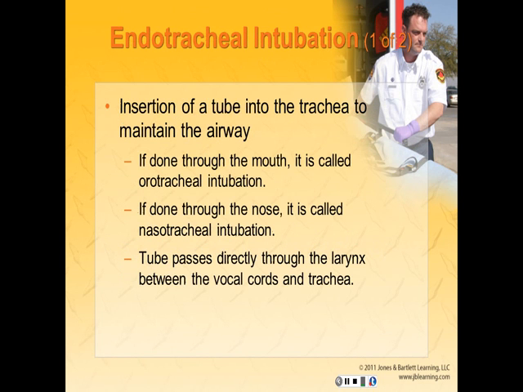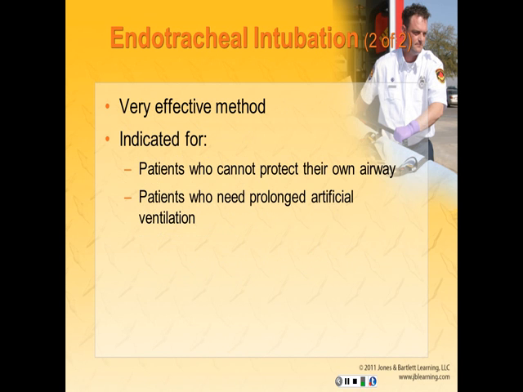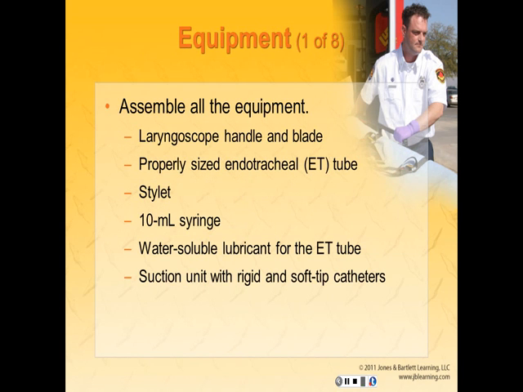Endotracheal intubation is the insertion of a tube into the trachea to maintain the airway. If it's done through the mouth, it's called orotracheal intubation, and if it's done through the nose, it's called nasotracheal intubation. In either case, the tube passes directly through the larynx between the vocal cords and then into the trachea. It is a very effective method for controlling a patient's airway and has many advantages over other airway management techniques. It is indicated for patients who cannot provide their own airway protection or if they need prolonged artificial ventilation.